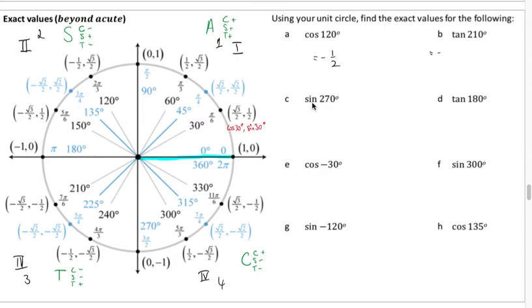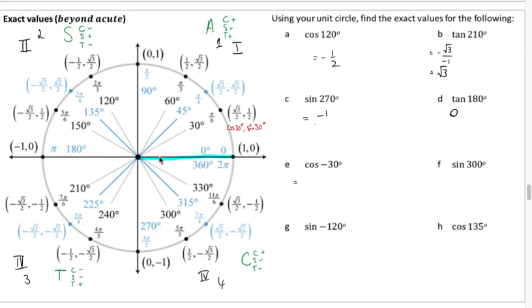Okay, sine 270 degrees. So zoom around to 270, and we know that sine in this case is negative 1. The y value there. D, tangent 180. 180, we can see the gradient here is 0. Cosine negative 30 means that instead of going anti-clockwise, we're going to go clockwise. So clockwise 30 degrees, we go here, which is the same as 330. And the x value is root 3 on 2.